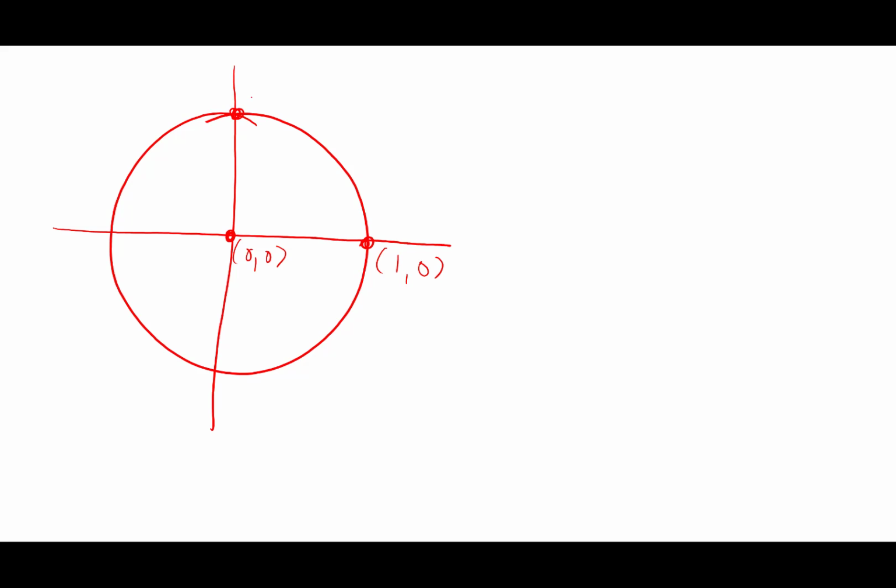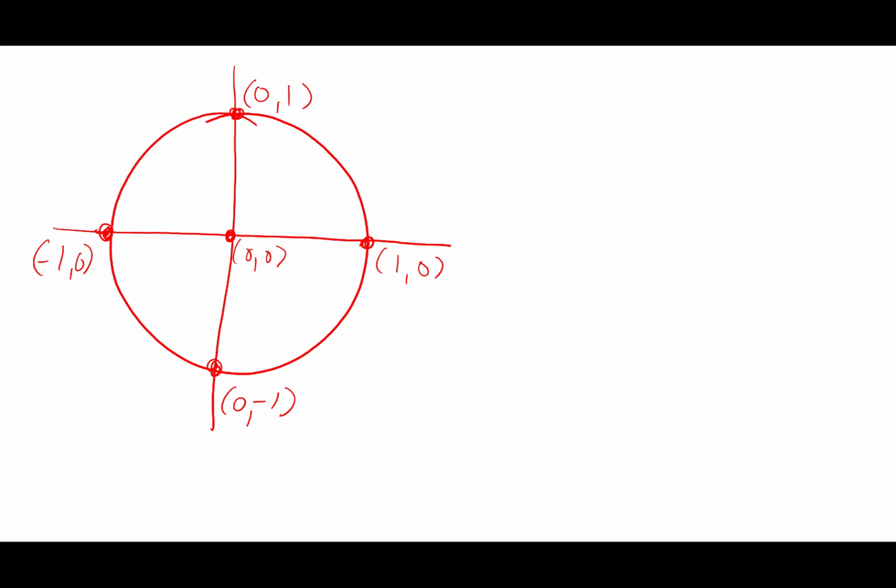This point right here at 90 degrees would be 0, 1. This point right here at 180 degrees would be negative 1, 0. And this point right here at 270 degrees would be the point 0, negative 1.